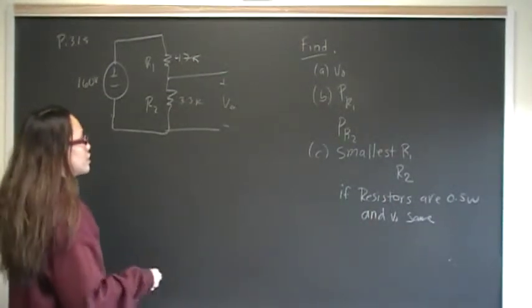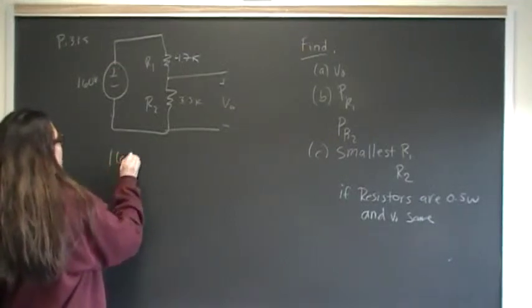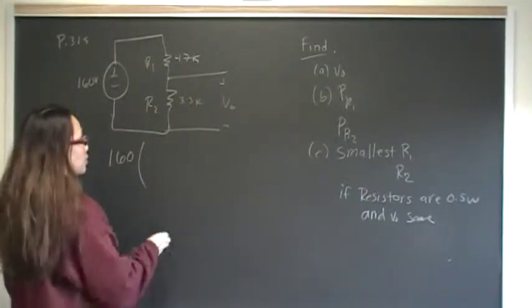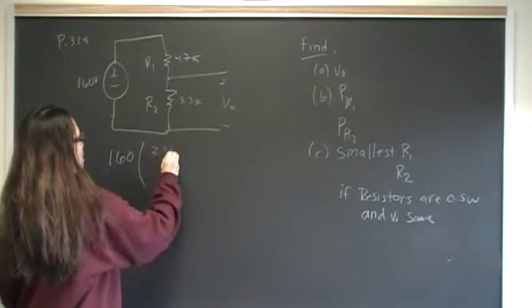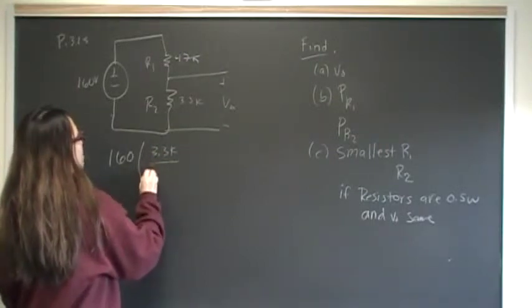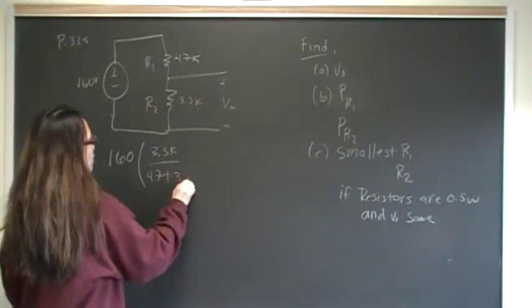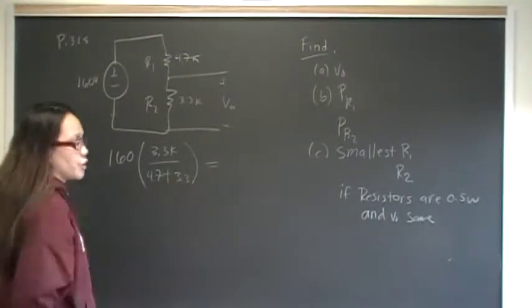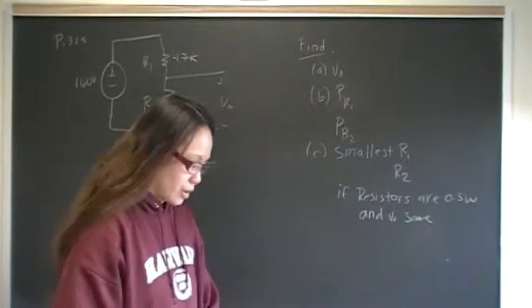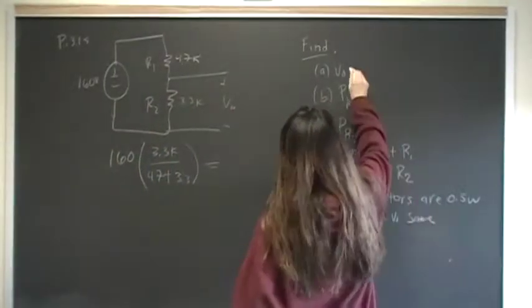it's proportional. So we have 160, we're going to have a proportional drop, which means 3.3 K will drop across 4.7 plus 3.3. And if you do the math on that, you should come up with V naught of 66 volts.